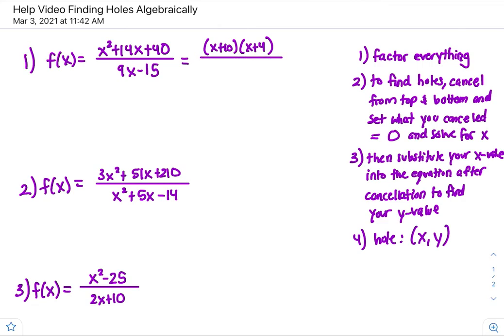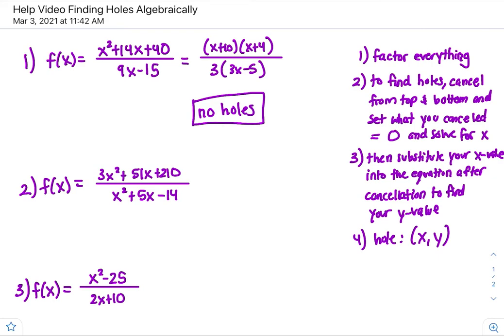And on the bottom, you can factor out a 3 from both of those terms, which would give you 3x minus 5. Now, as you can see, to find holes, you cancel from top and bottom, set what you canceled equal to 0, and solve for x. But when you take a look at number 1, you cannot cancel anything from top and bottom, which means for this one, there are no holes because there is no cancellation.